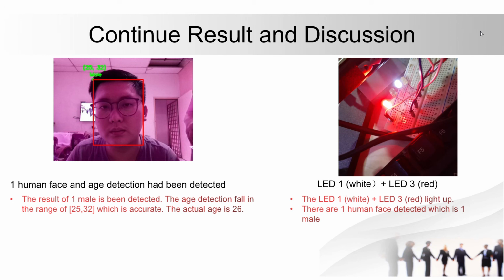1 human face and age has been detected. The result is 1 male. The age detection falls in the range of 25 to 32, which is accurate because the actual age is 26. The right side of the picture corresponds to the left side picture: as the left side detected 1, LED 1 and 2, which are white and red, are lit up because only 1 human face is detected, which is male.